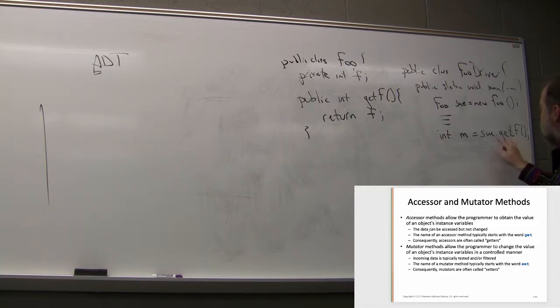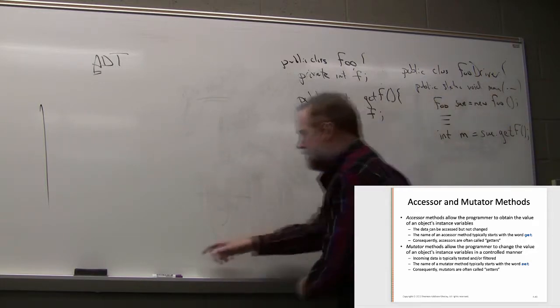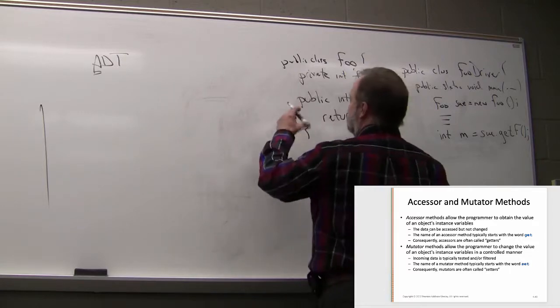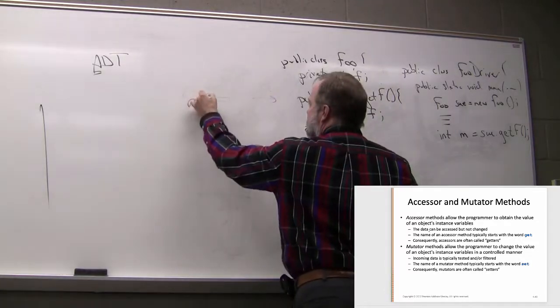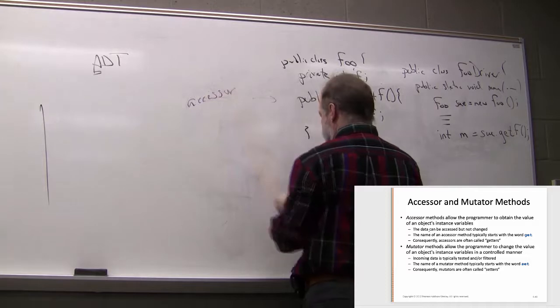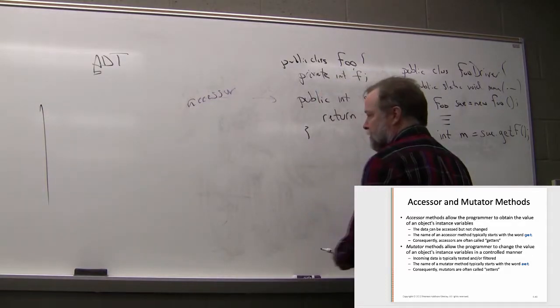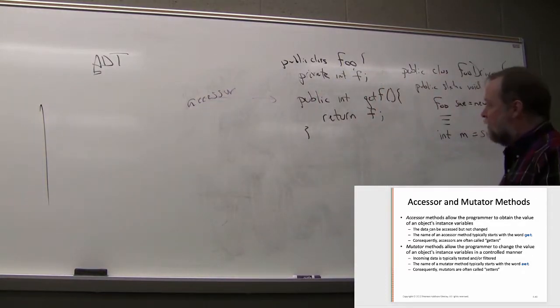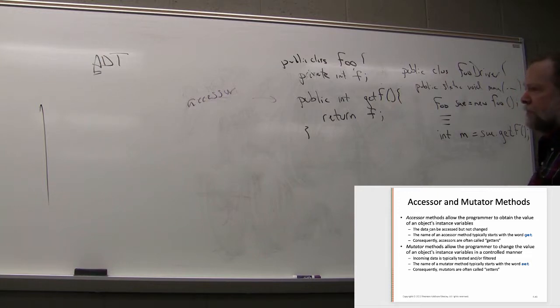So now I can call this method, and it basically does the same thing. I'm going to be able to get the value of the F field, I'm going to return it, and I can store it in a variable and do whatever I want. So that is an accessor, right? Because you're accessing the value of one of the instance variables.